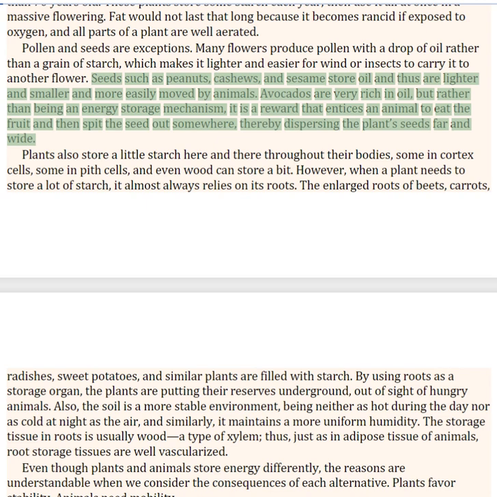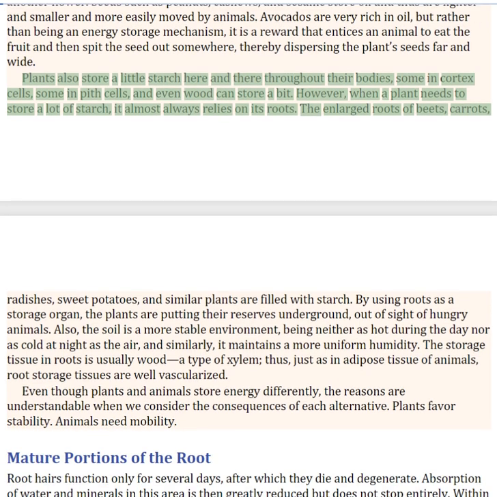Seeds such as peanuts, cashews, and sesame store oil and thus are lighter and smaller and more easily moved by animals. Avocados are very rich in oil, but rather than being an energy storage mechanism, it is a reward that entices an animal to eat the fruit and then spit the seed out somewhere, thereby dispersing the plant's seeds far and wide. Plants also store a little starch here and there throughout their bodies, some in cortex cells, some in pith cells, and even wood can store a bit.